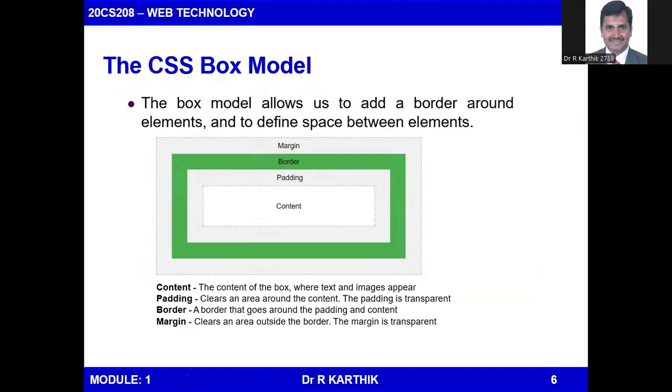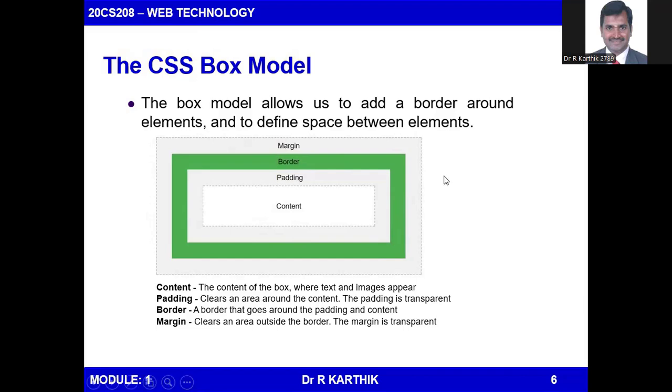Let's see the components of the box model. Every CSS box model consists of 4 different regions. The regions are content, padding, border, and margin. You can see that the innermost is called the content. It is described as the area where text, images, and other elements appear.